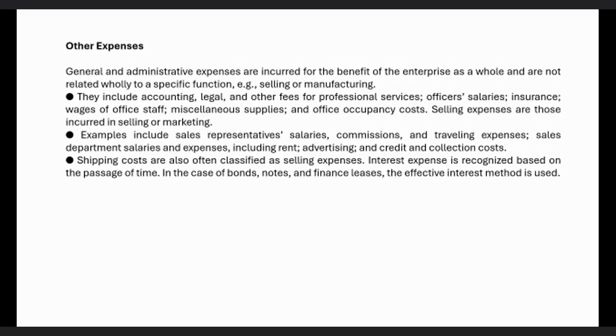Interest expense is recognized based on the passage of time. In the case of bonds, notes, and finance leases, the effective interest method is used.